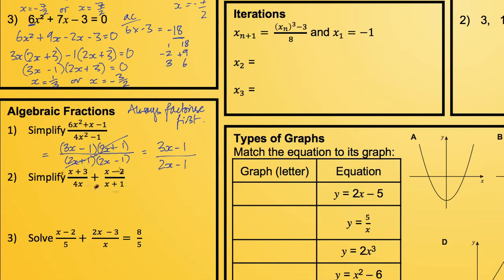Simplifying this, by the way, that cannot be simplified any further. I can't cancel the x's or the minus 1s or anything. There's nothing that is a common factor of both the numerator and the denominator, so that's that.